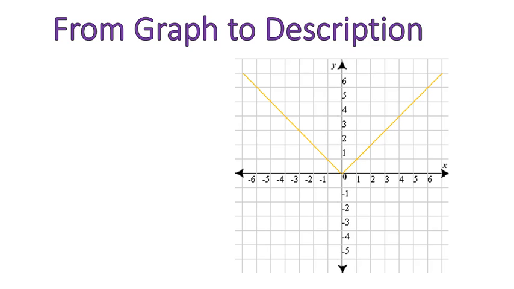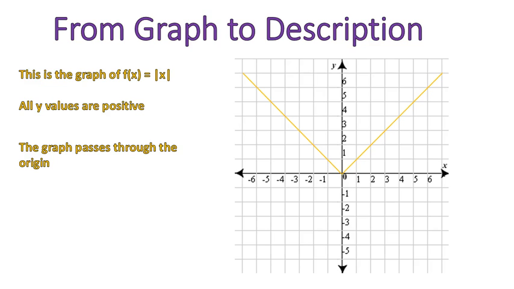Looking at this graph, the orange-yellow colored lines, there may be some things that you notice about this graph. If you've ever worked with absolute values, this is the graph of the function of the absolute value of x. In other words, all y values are positive. So all of the output values will be positive. All the numbers will be in quadrant 1 and 2. That's important to notice there. The graph passes through the origin. It kind of has a vertex right at the origin, 0, 0.